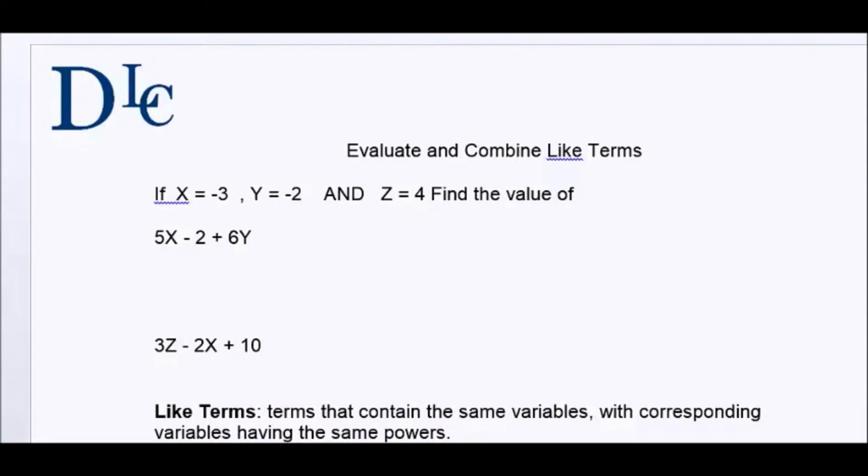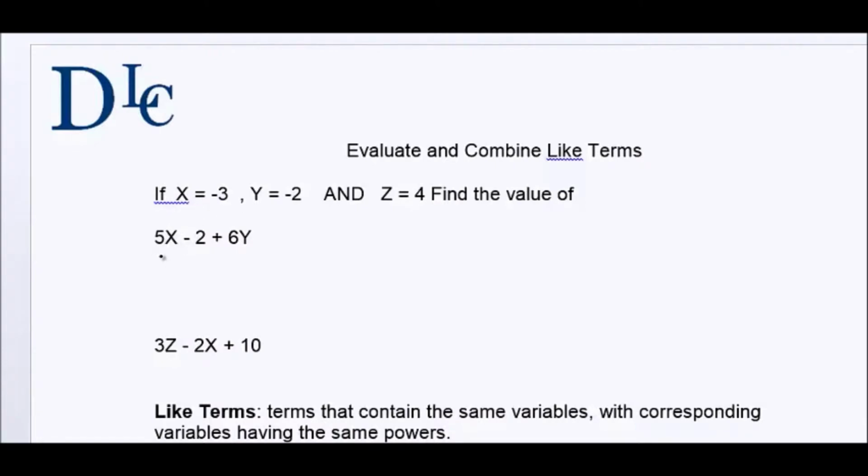Today we are going to evaluate and combine like terms. Let's go ahead and first evaluate some expressions. So here, let me just get my little pen here. Alright, so we have 5x, which is 5 times x, minus 2 plus 6y, which is 6 times y. What we do is we're going to substitute the values for those variables.